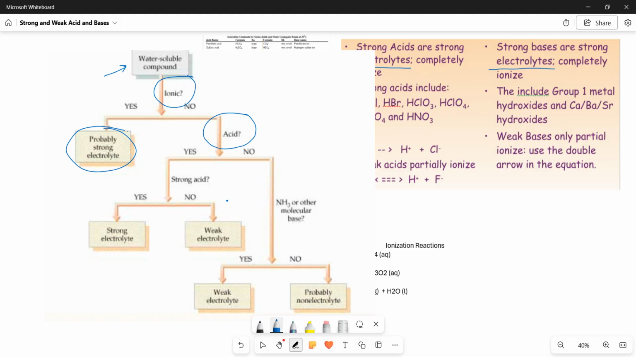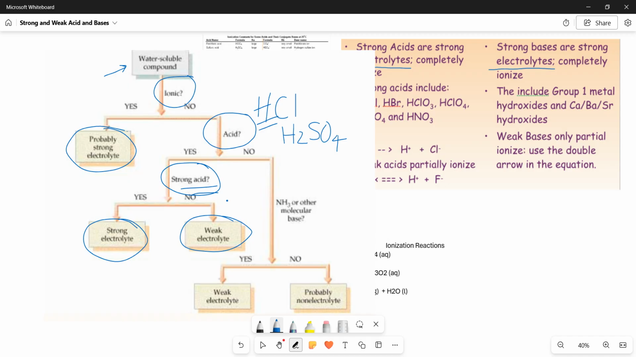Well, how do I know if something's an acid or not? An acid is going to start with a hydrogen in the formula. So, for example, hydrochloric acid or sulfuric acid. These are compounds. They're not ionic, but they do dissolve, and they do ionize. So, if it's a strong acid, it is going to be a strong electrolyte. If it is a weak acid, it's going to be a weak electrolyte. That means it only partially dissociates.